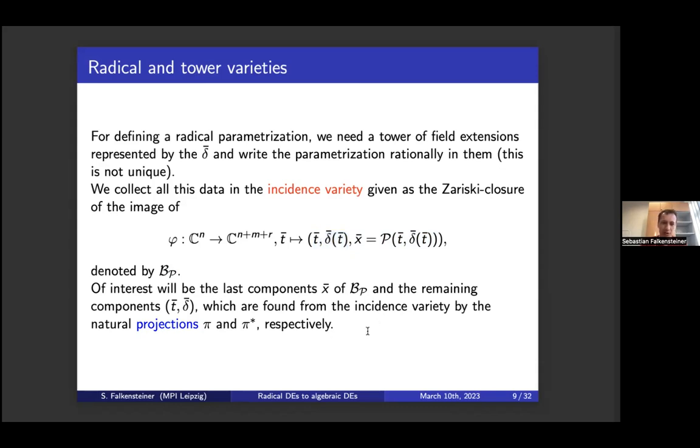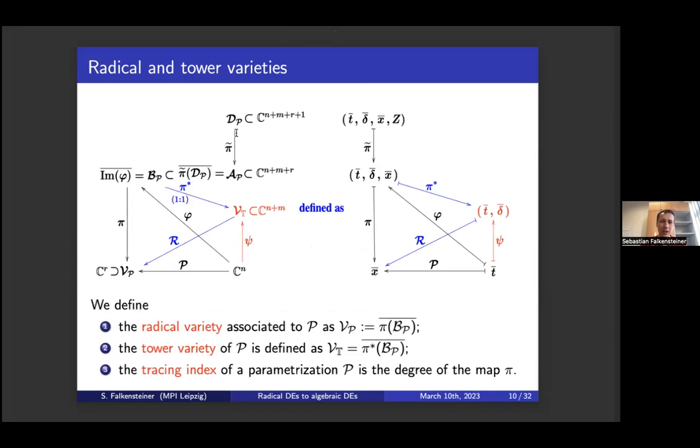So if this was too fast, here is a picture of this process. Here we have the parameter values, and we have the given radical parametrization P. And the image of it will be the radical variety. But this cannot be given directly. So we have to follow this procedure I showed.